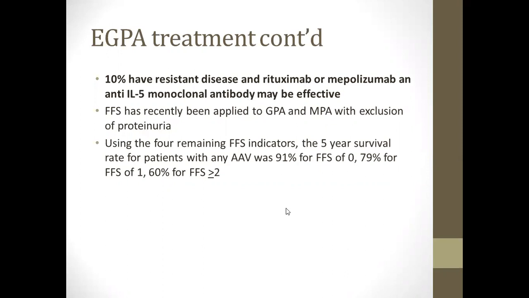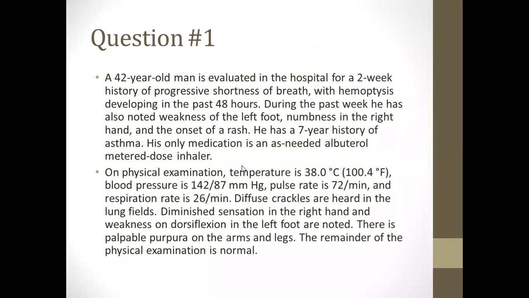EGPA is treated with cyclophosphamide and corticosteroid. Now there is mepolizumab, which is an IL-5 monoclonal antibody. I have not personally used that, but Allergy Immunology is using that a lot. They're using it in their asthma patients. They probably are mitigating this disease in people and we don't even know it. But it can be used for full-blown EGPA as well.